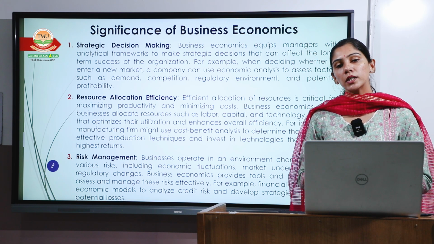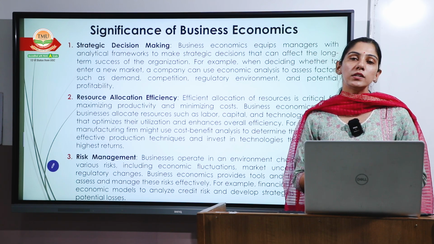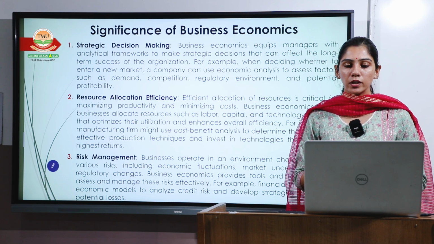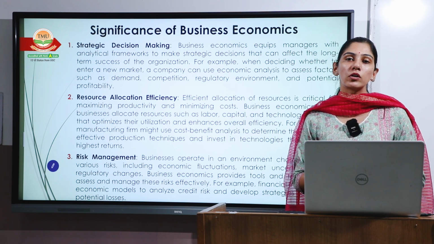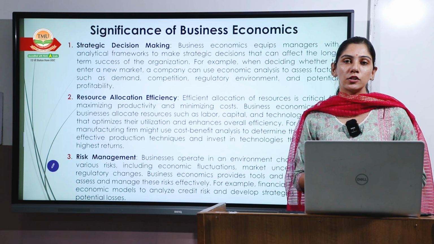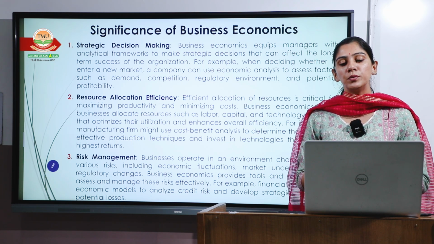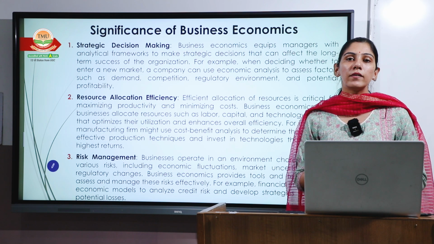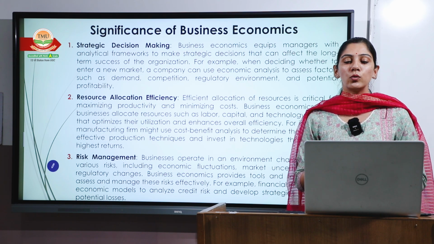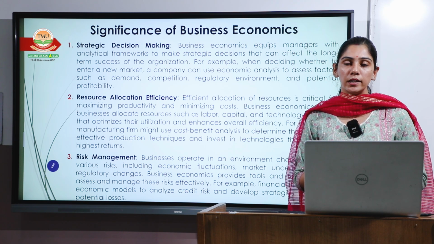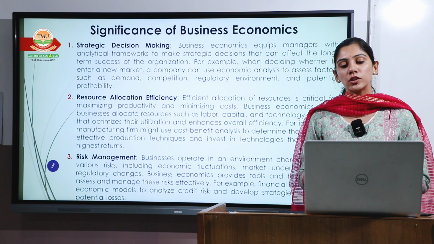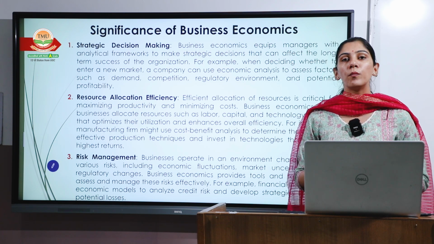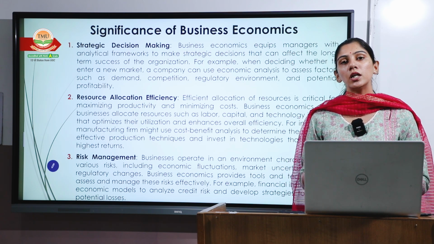Business economics equips managers with analytic frameworks to make strategic decisions that can affect the long-term success of the organization or business. For example, while deciding whether to enter a new market, a company can use economic analysis to assess various factors such as demand, competition, regulatory environment, government policies, and potential profitability.